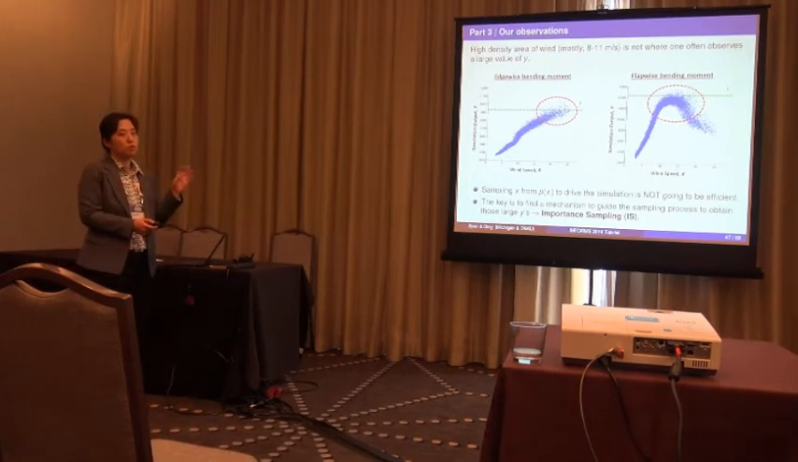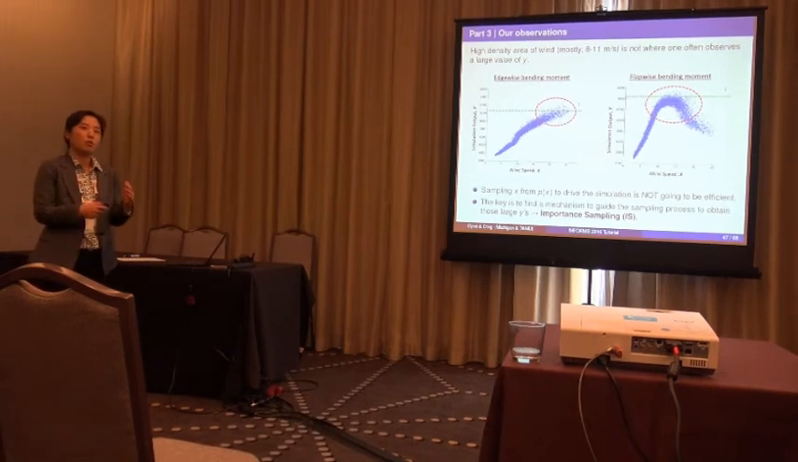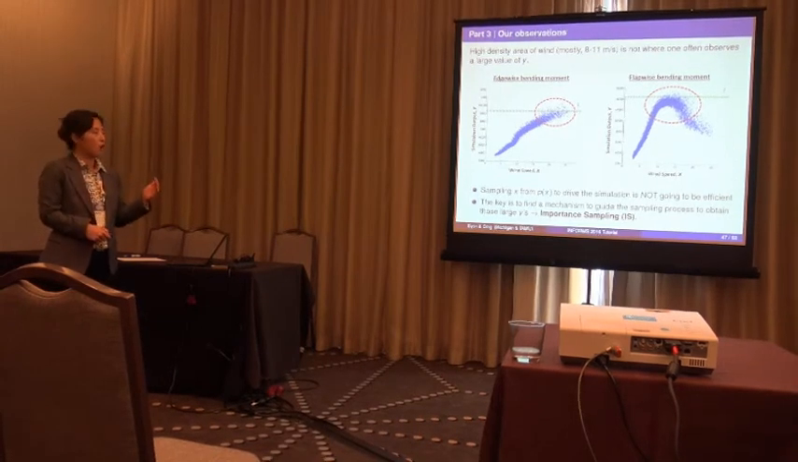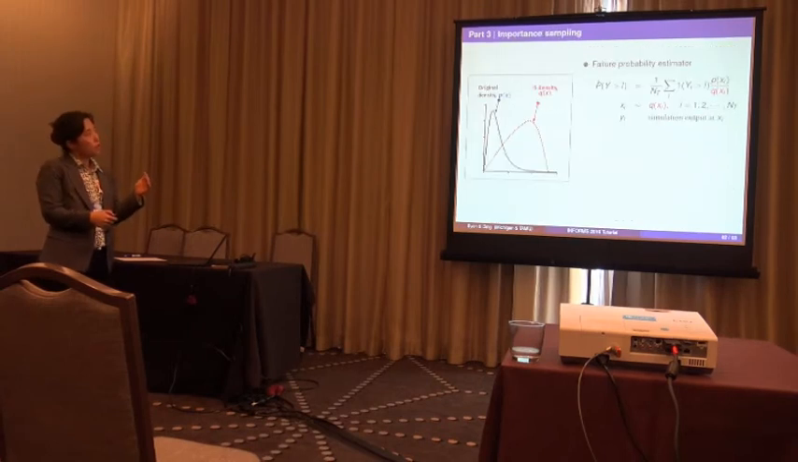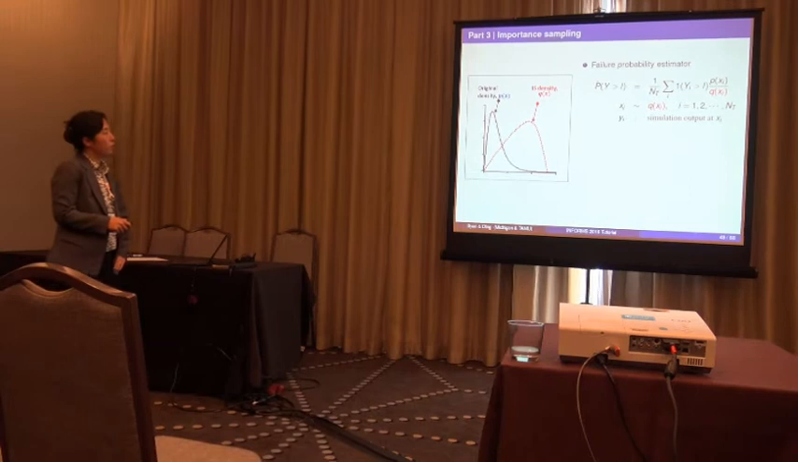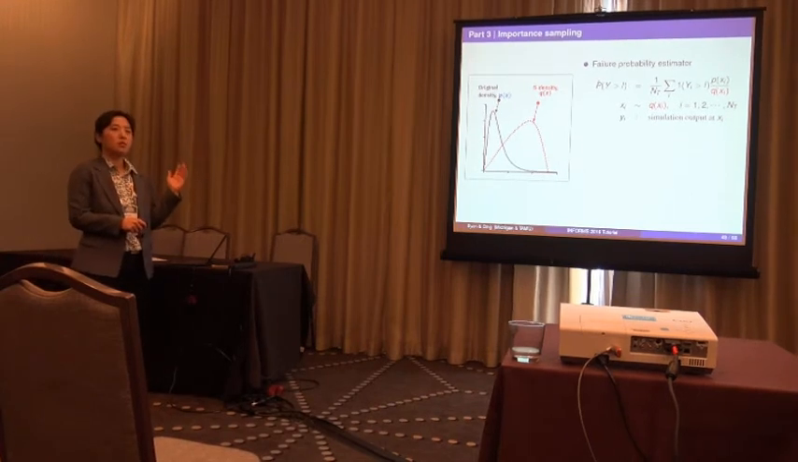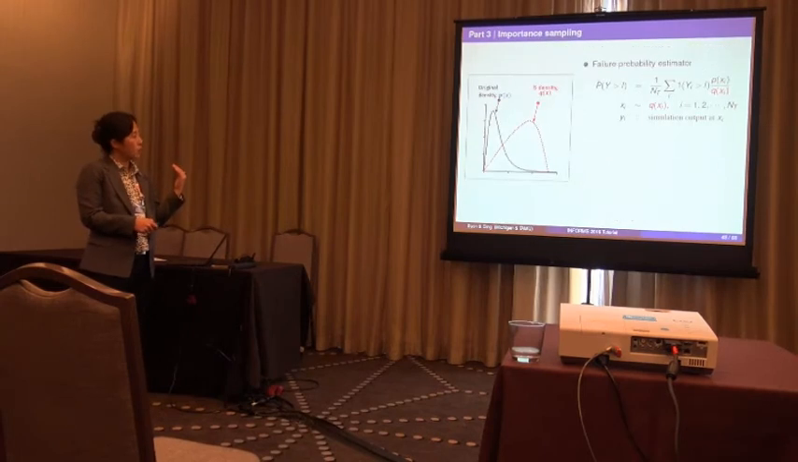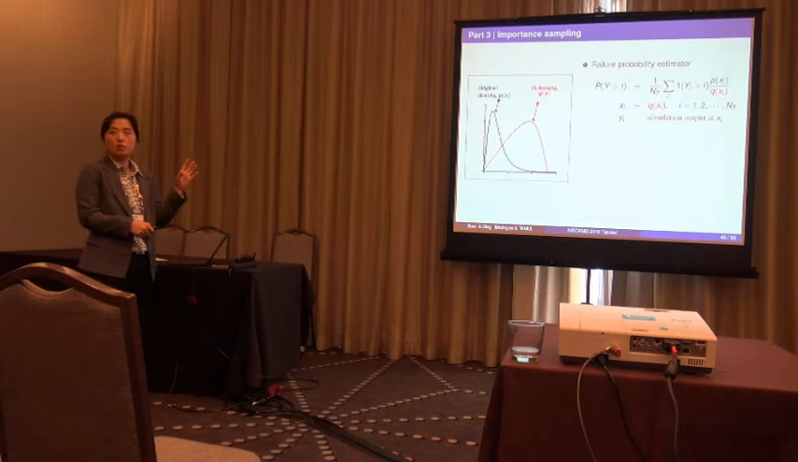So we do not want to use the crude Monte Carlo simulation, but we want to use a different wind speed distribution to guide the sampling process. And this is the idea of importance sampling. This importance sampling idea has already been out there in the literature. So instead of sampling wind condition from the original density P of X, we want to sample wind condition from a biased density. For example, if we consider this flat-wise bending moment, we can sample more wind speeds from this mid-wind speed area.